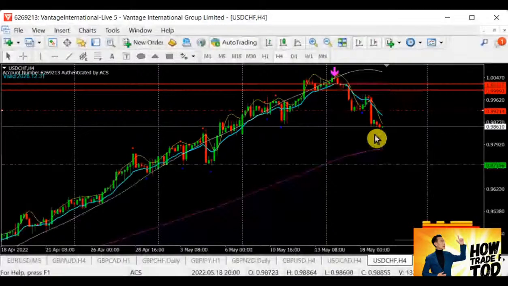Retest the resistance. Okay, all right. So in this case over here, wait to retest the resistance, right? The previous support that became a resistance. After retesting, then it starts to sell. Then I will start.